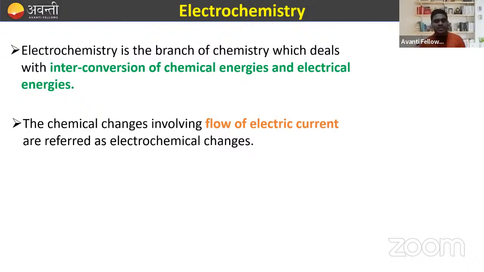So what is electrochemistry? Electrochemistry is the branch of chemistry which deals with the interconversion of chemical energy and electrical energy. Now, what does the chemical change involve? It means the flow of electric current. So the flow of electric current is referred to as electrochemical change.